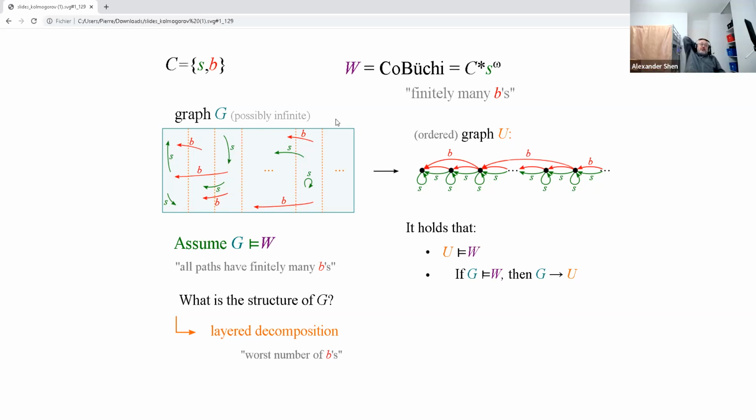Imagine we have a graph with some... G is mapped to U. Yeah. Sorry.